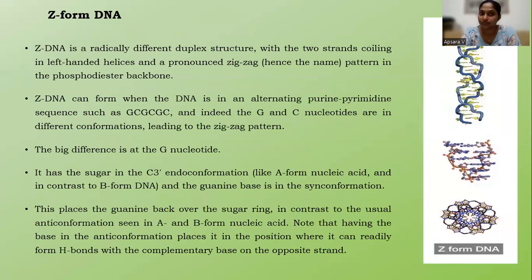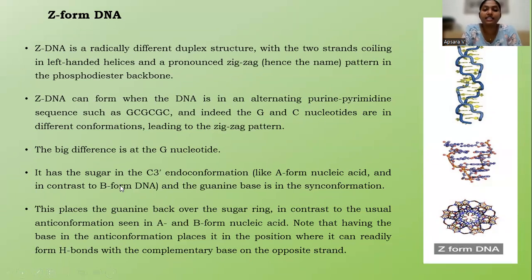Now moving on to the last form of DNA, that is the Z form of DNA. Z-DNA is a radically different duplex structure with the 2 strands coiling in left-handed helices and a pronounced zigzag pattern in the phosphodiester backbone. Z-DNA can form when the DNA is in an alternating purine pyrimidine sequence such as GC. And indeed, the G and C nucleotides are in different conformations leading to a zigzag pattern. Here you can very clearly see the zigzag pattern.